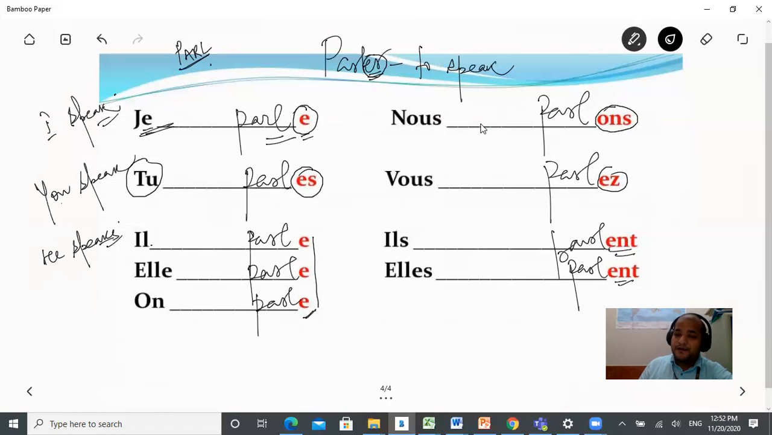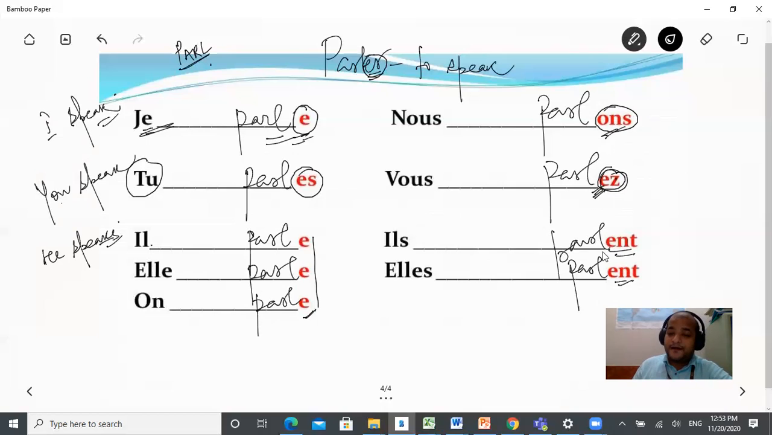Now in the plural part, the pronunciation changes. On the left-hand side, in singular, the pronunciation was the same: je parle, tu parles, il parle, elle parle, on parle. But with nous, it will be nous parlons, because of this ons. Vous parlez: this ez sounds like A, so this will be vous parlez.